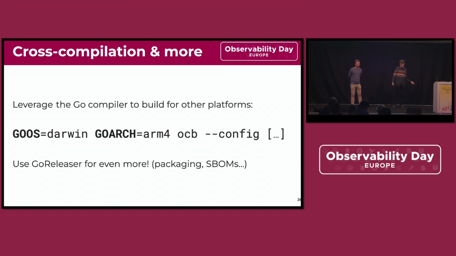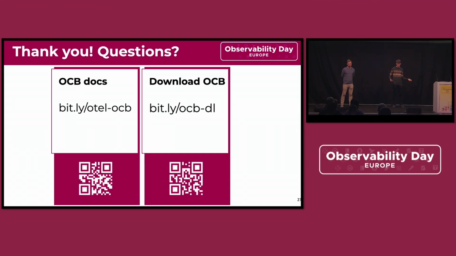And then for more advanced use cases, you want to rely on standard Go tooling. So you could use GoReleaser, which is what we use upstream for things like defining the packages or software bill of materials. Yep. That is all we had. You can see the collector builder docs on the QR code on the left. And if you want to try the collector builder, you can download it with the QR code on the right. Thank you.